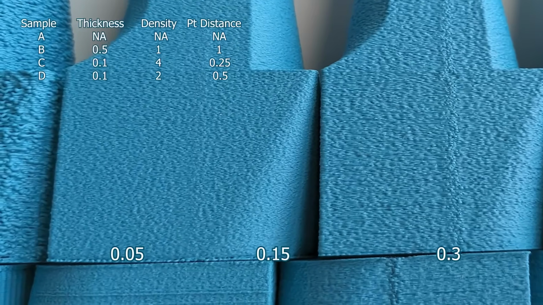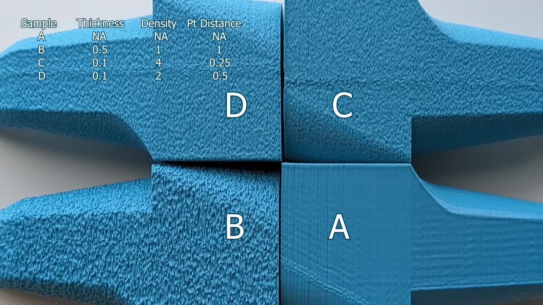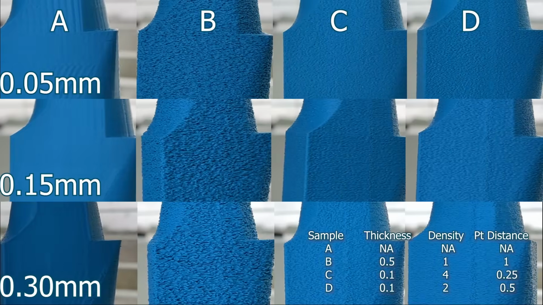And zooming in, you can really start to see that it becomes harder to distinguish between C and D, where the fuzzy skin thickness is the same, just the point density changes. And this really just becomes more personal preference and seeing it in person, what you think looks better to you. And these are all 0.15 samples, A, B, C, and D, to see how they all look next to each other at the same layer height.